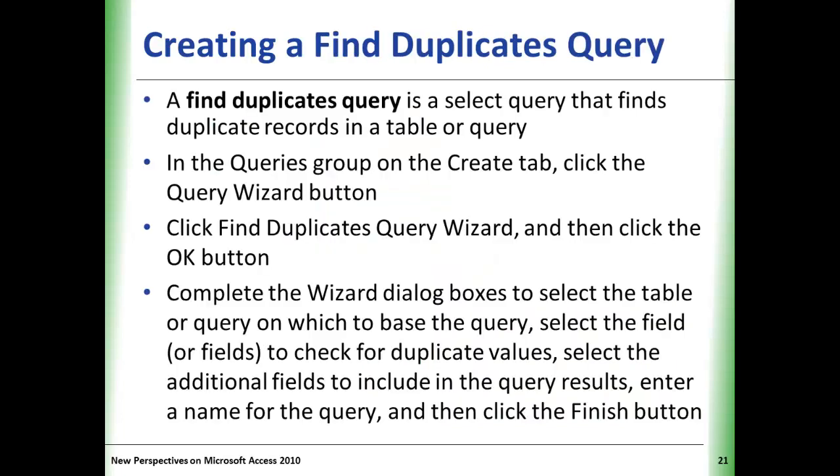A find duplicates query. In this case, we're going to be using find duplicates to find customers that have more than one contract with us, or donors that have made more than one pledge. A find duplicates query is a query that you can also use when you're trying to find duplicate values in a field that you're trying to set as a primary key. It's a very quick way to find your duplicate values.